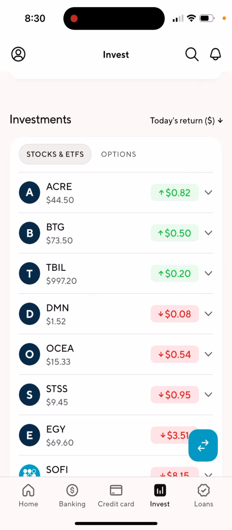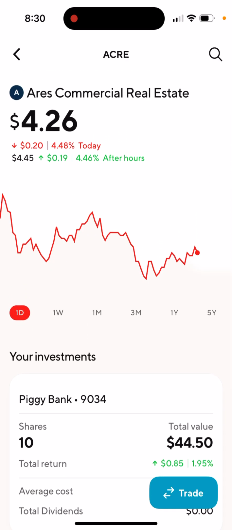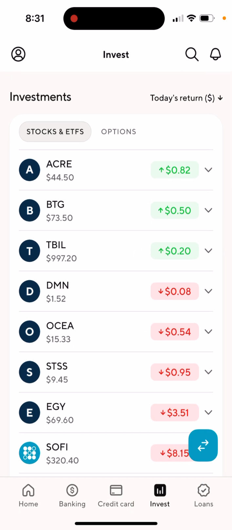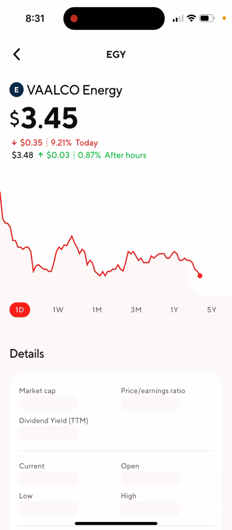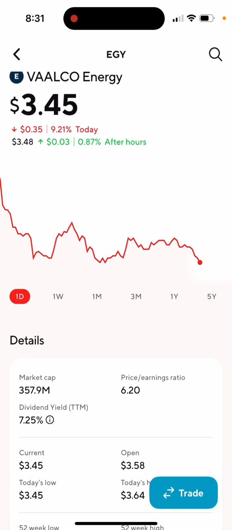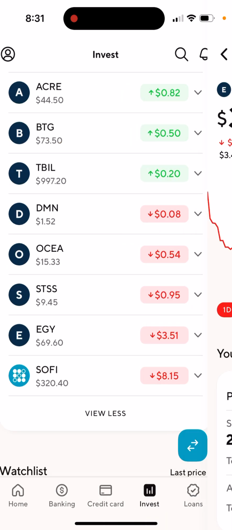It seems like whenever Trump talks about tariffs, gold stocks start soaring. I even got some ACRE positions. I got 10 shares of ACRE. So, yeah, these are still dividend stocks. Don't get me wrong, I'm still doing dividend stocks. These right here, EGY, this is a dividend stock as well. It's an energy stock. Waiting for that to go into the green. So we'll see what that does.